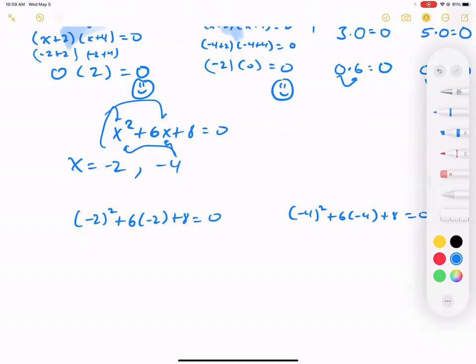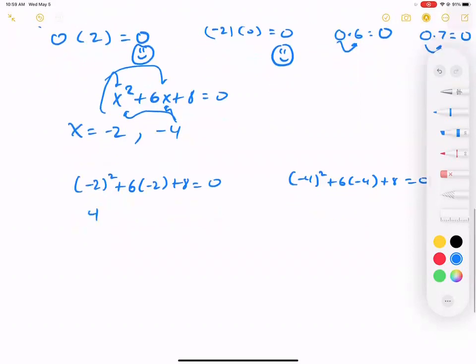So let's do the math. Negative 2 squared is positive 4. 6 times negative 2 is negative 12 plus 8. 4 minus 12 is negative 8 plus 8. Oh my goodness, this is 0. We were able to find what number, out of all the numbers in the known universe, solves this problem by using everything we've learned so far in Algebra 1.